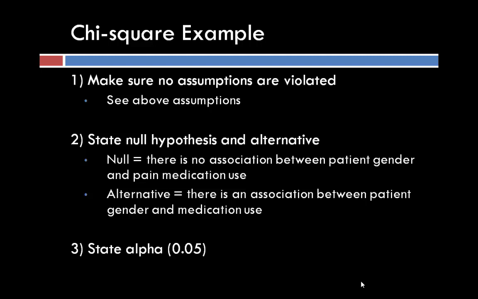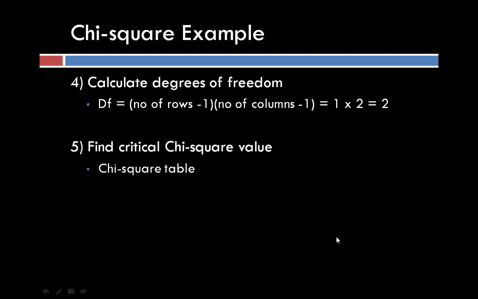So like always, we want to go through our methodology here. So we want to make sure no assumptions are violated. I'm not going to restate all those assumptions, but you can refer back to the 6 assumptions of the chi-square. We want to state the null and alternative hypotheses. So our null hypothesis would be that there is no association between patient gender and pain medication use. Our alternative hypothesis would be that there is an association between patient gender and medication use. We want to state our alpha, which is 0.05. Next, we want to calculate our degrees of freedom. So our degrees of freedom is equal to the number of rows minus 1 times the number of columns minus 1.